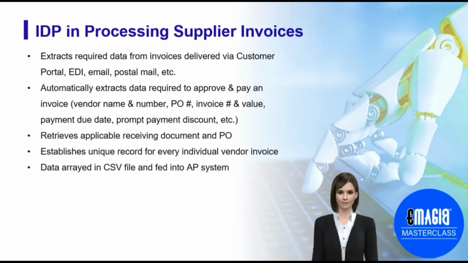So having that unique record is very, very important. And here again, all this data on vendor invoices that you want and need for your AP process is arrayed in generally a CSV file, but other formats as well, and fed into the AP system. So here's that common theme of accelerating and automating the very first step in these processes.